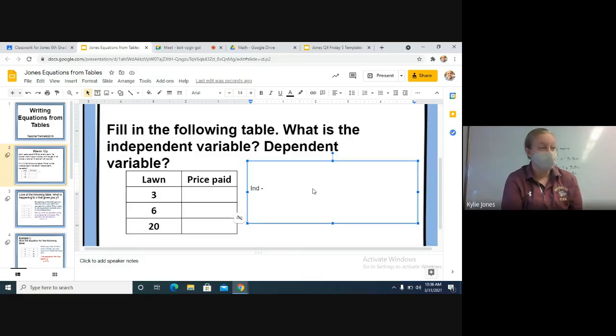Good. So the money he makes depends on the lawns that he mows. So our independent variable is the number of lawns. What's our dependent? What depends on the number of lawns he mows? Money. The amount of money he makes. Money made depends on the number of lawns he mows.